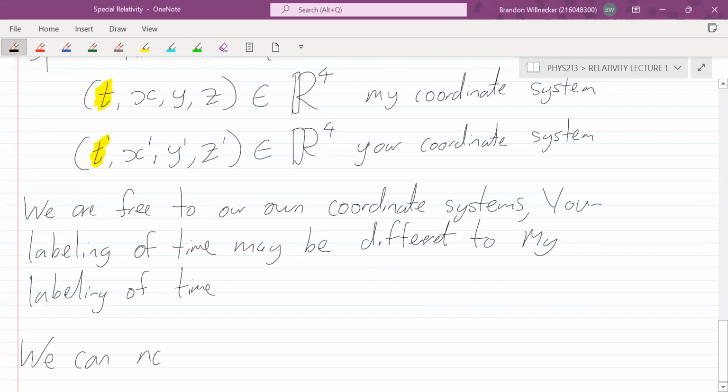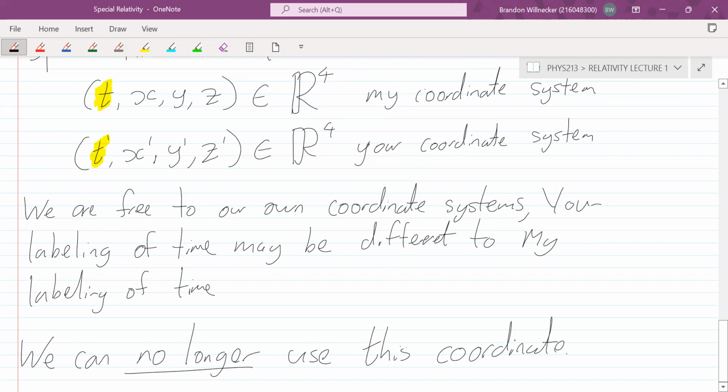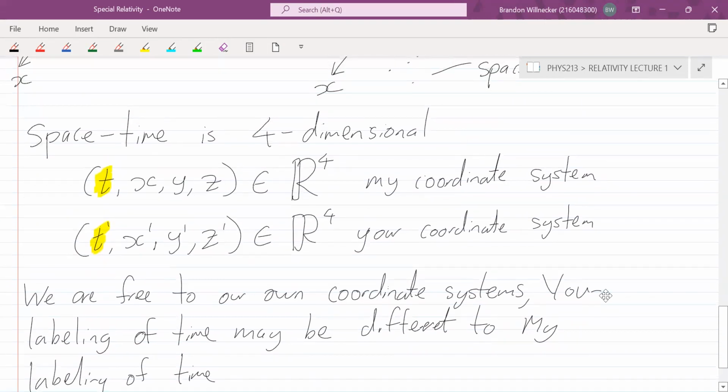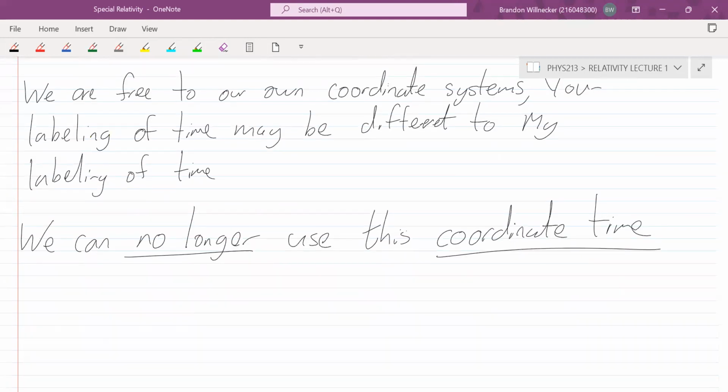So we can no longer use this coordinate time. Okay, so I'm going to call this coordinate time because it comes together with this x, y, and z, which all together represents a point in space-time. It's just one of the coordinates. So we can no longer use this coordinate time to measure time differences.